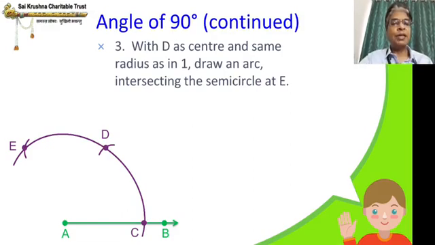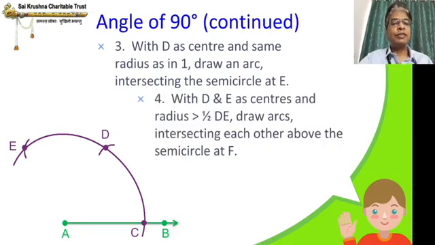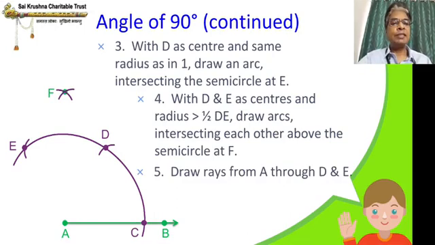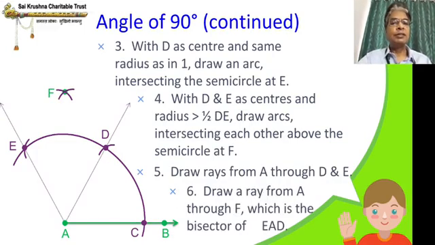Yes, we are making multiple equilateral triangles to make 60 degrees. So with D and E as centers and radius greater than half of DE. Now we can change the compass distance, but it should be more than half the distance between D and E. Can be the same radius also, no problem. So now they are intersecting at F. Draw rays from A through D and E. So 2 rays I have drawn. And then draw a ray from A through F, which is the bisector of angle EAD. Let us see how in the next page.